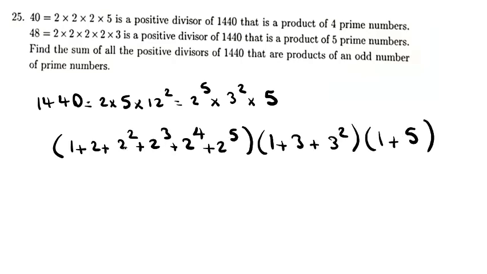Because each divisor you can create, for example, 2 squared times 1 times 5. All of the 1440 you multiply these three terms. The divisor 1, you multiply these three terms.